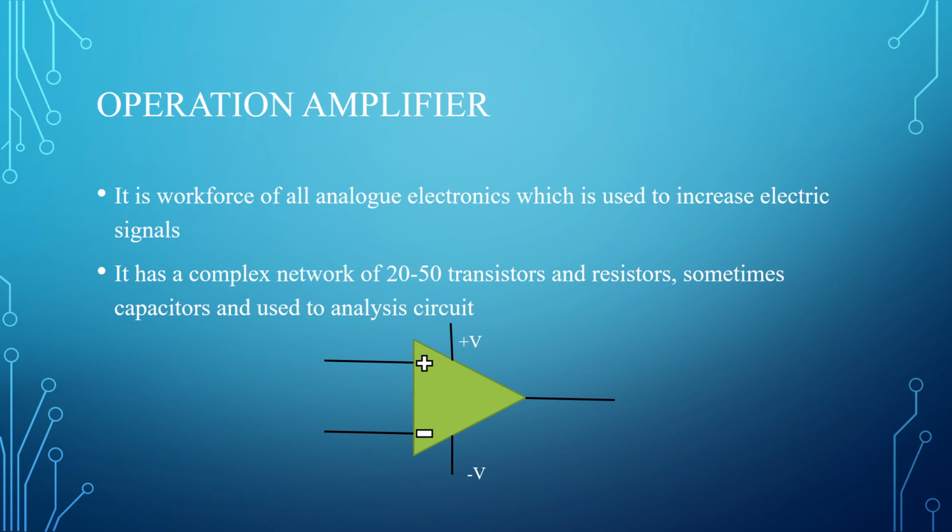The circuit diagram of operational amplifier is shown. It has two input signals and one output signal. The non-inverting input signal is shown by a positive sign and the inverting input signal is shown by a negative sign. It also has two power supplies, positive V on the upper side and negative V on the lower side.